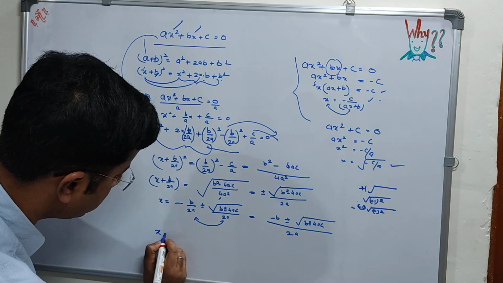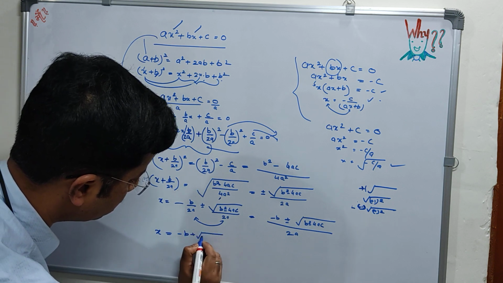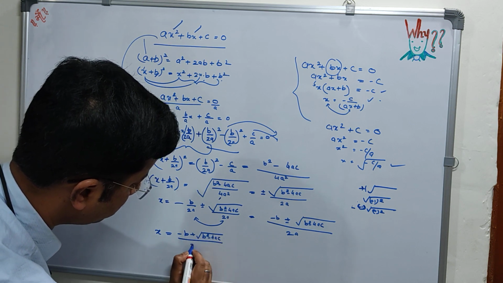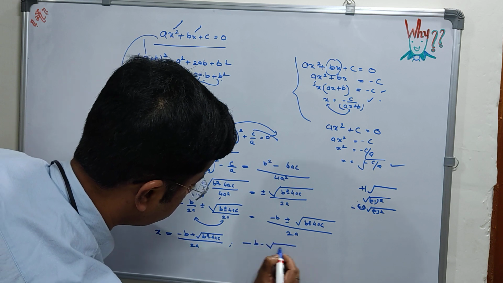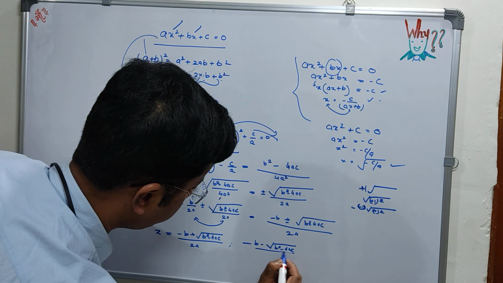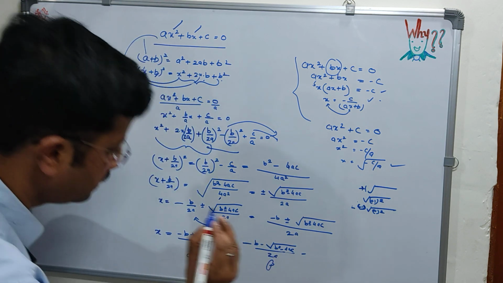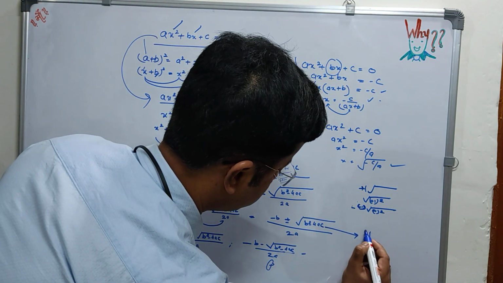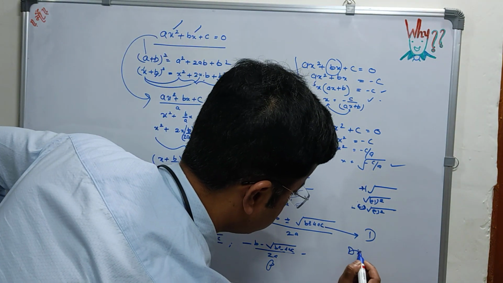What are the x values? x equals minus b plus root under b square minus 4ac upon 2a, and minus b minus root under b square minus 4ac upon 2a. This is called alpha, this one is called beta. This term is denoted by D, which is called the discriminant.